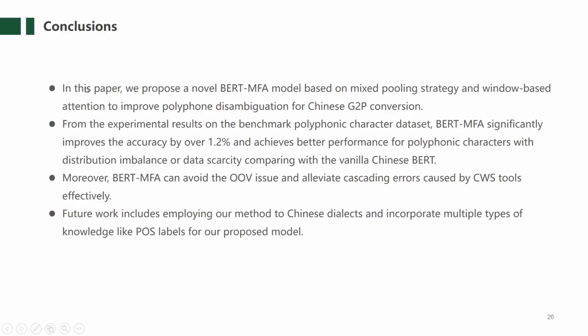Finally, in this paper, we propose a novel BERT MFA model based on a mixed pooling strategy and window-based attention to improve polyphone disambiguation for Chinese G2P conversion. From the experimental results on the benchmark polyphonic character dataset, BERT MFA significantly improved the accuracy by over 1.2% and achieves better performance for polyphonic characters with imbalanced or scarce data compared with the vanilla Chinese BERT. Moreover, BERT MFA can avoid the OOV issue and alleviate cascading errors caused by CWS tools effectively.